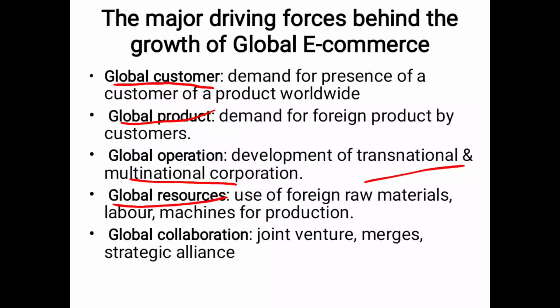Then another driving force is global resources, use of foreign raw materials, labor, machines for production, etc. See, today the movement of products is possible throughout the universe, and because of this, a particular company may buy raw materials from another country, or sometimes laborers may be brought from another country. Machines are brought from another country, so all these possibilities are there, and because global resources are used, e-commerce is pushed up. Then another is global collaboration: joint ventures, mergers, strategic alliances are all found in today's business, and because of the global collaboration, e-commerce is taking a prime place.